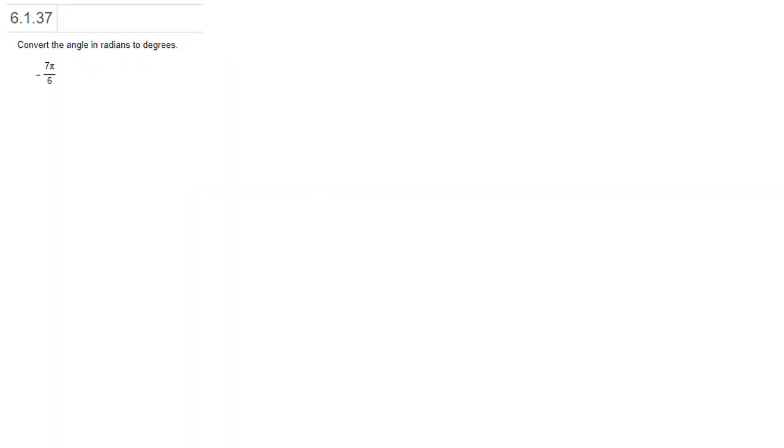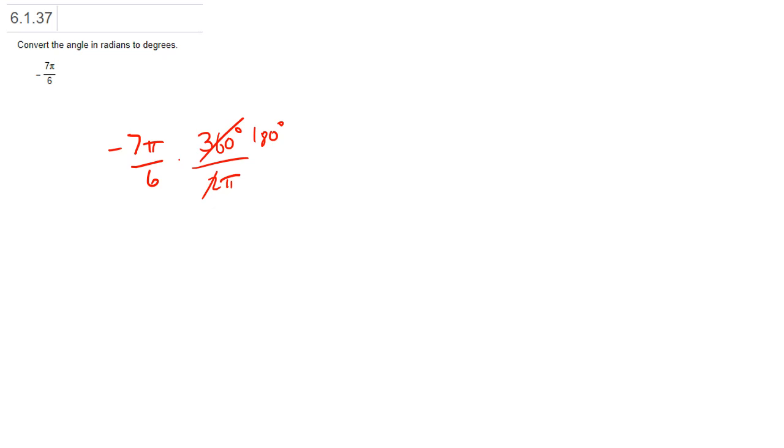And now we just have to go the other way. We're going to convert from radians into degrees. So if I have negative 7 pi over 6 radians, and I know that there are 360 degrees out of every 2 pi radians, this is just one complete circle. This would typically be written as 180 degrees over pi, by canceling out that common factor of 2.